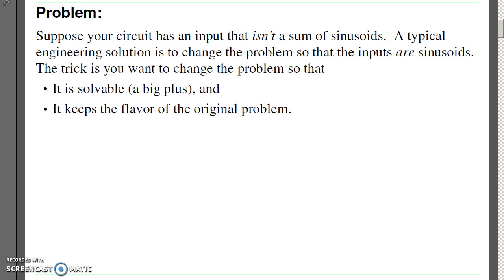So that's all fine and dandy, but here's a problem. Suppose the input is not a sine wave. A typical engineering solution is, if you have a problem that's difficult to solve, change the problem so that it is solvable. Here, if the input is not a sine wave, we're going to change the problem so that the input is a sine wave. The advantage is that the problem becomes solvable, but we want to do it in a way that keeps the flavor of the original problem, so that our answer is close and meaningful.